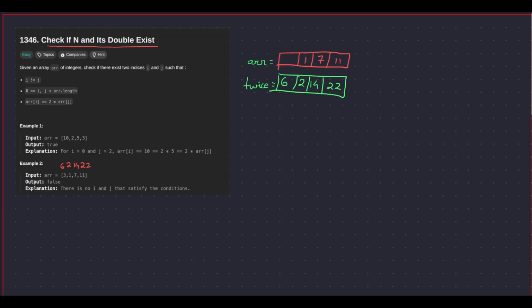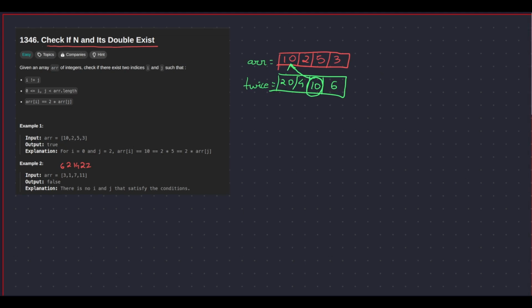However, if you consider the first example, which was 10, 2, 5, 3, the double of each of these elements would be something like this: 20, 4, 10, 6. Now for 20, let us check. 20 does not exist in this array. 4 does not exist in this array. However, 10 exists here. So in this case we can return true.